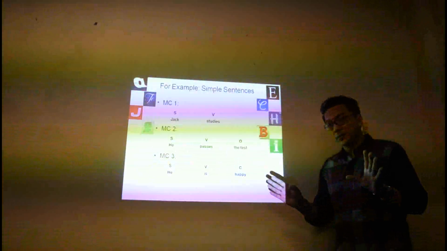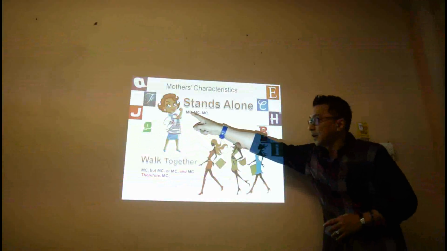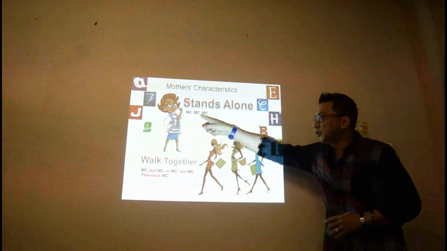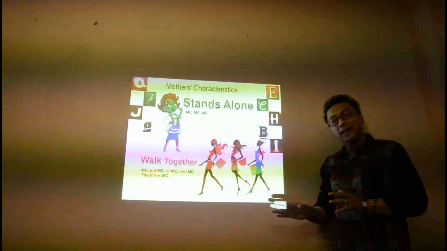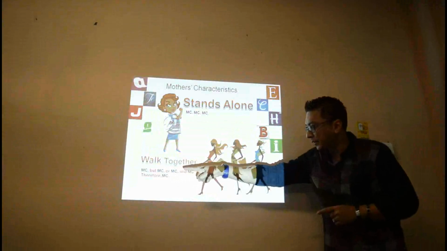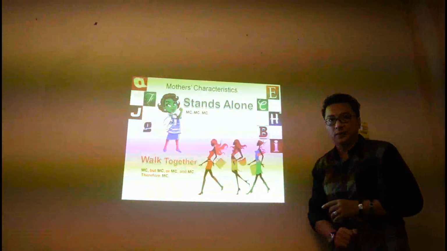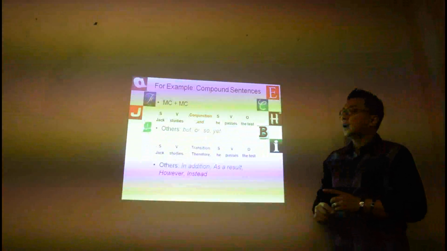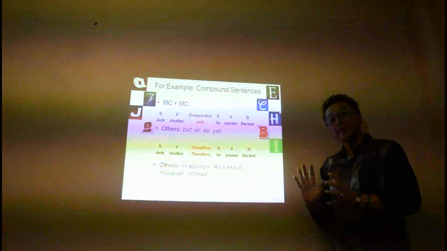They all stand alone. So this is the way you make them stand alone: MC1 full stop, MC2 full stop, MC3 full stop. But if you want to make them walk together, group together, this is a connection. We call it conjunction, but, or, and transition, therefore, and so on. This is how we call them compound sentences, how to group them the right way.